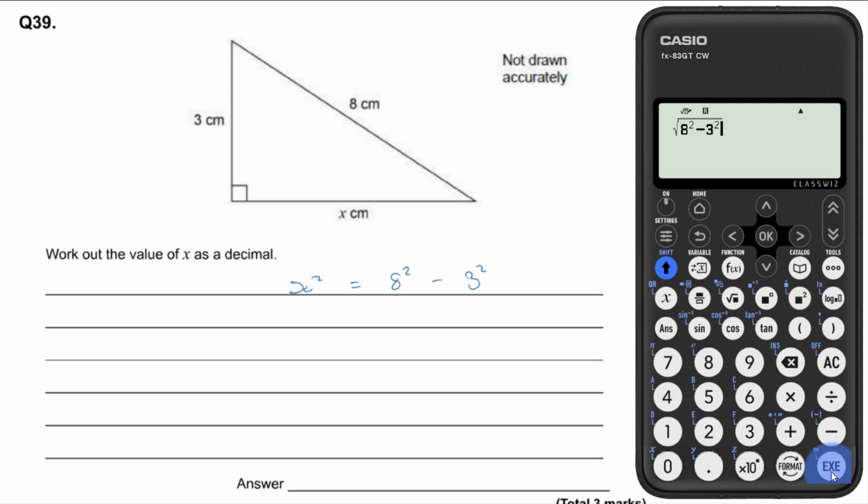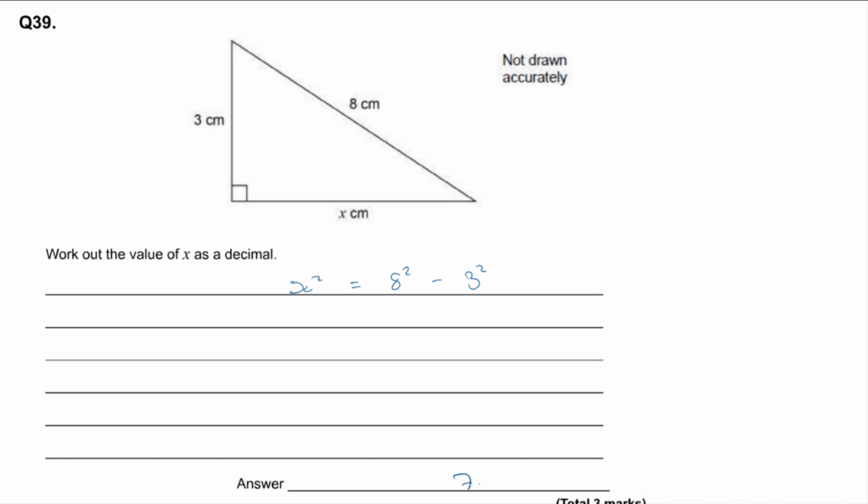That comes out to be root 55, and as a decimal, that is 7.416. I'm going to round it off to 3 significant figures because it hasn't specified. So I'm going to round it off after the 1. Next digit is a 6, so again it's rounding up here. So that's going to be 7.42 rounded up.